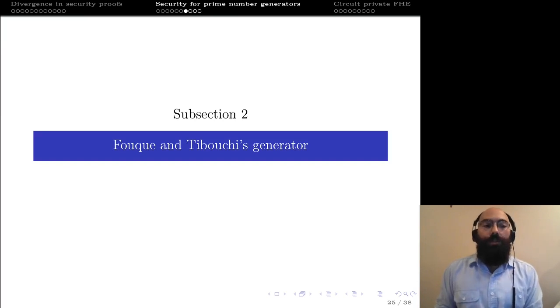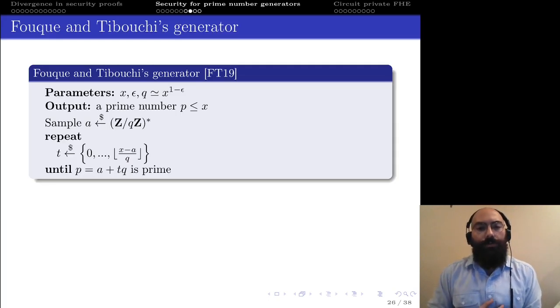Now I'm moving on to a second generator, the one from Pierre-Alain Fouque and Mehdi Tibouchi. So this generator is a bit more complex than PRIMEINC. You have three parameters: x, which is the upper bound of the prime number you want to find; epsilon, which is a real number between 0 and 1; and q, which is a constant that is of the order of x to the 1 minus epsilon.